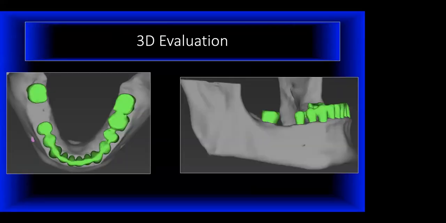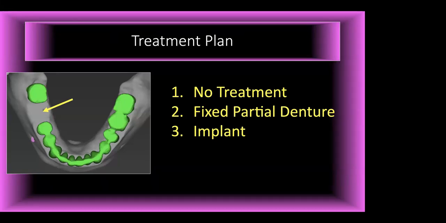So the first thing I like to do is look at the 3D evaluation of the CBCT scan. So you can see here on the left, there's a lot of width left here, and it doesn't look like we've lost too much crestal height. So the first thing that we want to do is go over all the treatment options for this patient. So you always want to give the patient all the possible treatment options available.